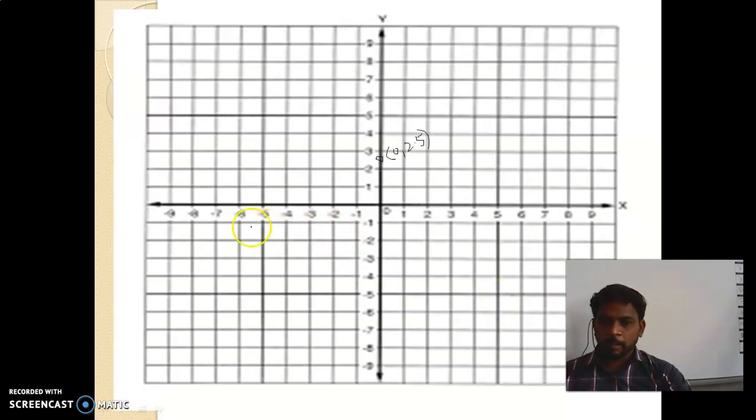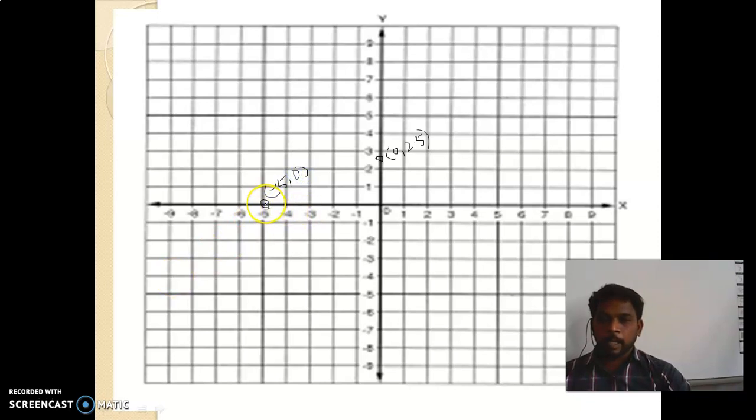So abscissa minus 5 means here. So minus 1, minus 2, minus 3, minus 4, minus 5. So this one. And what is ordinate? 0. So 0 is here. So it will come here only. So this point is (-5, 0). Right? So now I have plotted the points on the graph sheet.